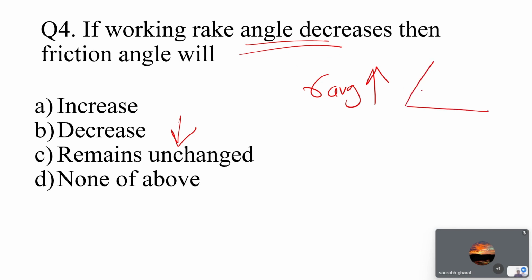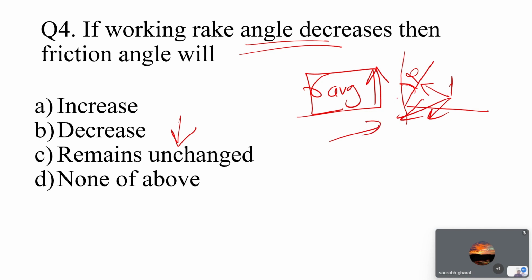This is your tool. This is your rake angle. As your rake angle starts decreasing, the normal force acting on this will start increasing. Due to the normal force increasing, your sigma average will start increasing. This will be resolved like this, into your friction force and normal force. There will be some resultant here, co-linear with your other forces. So when this increases, your sigma average will increase.